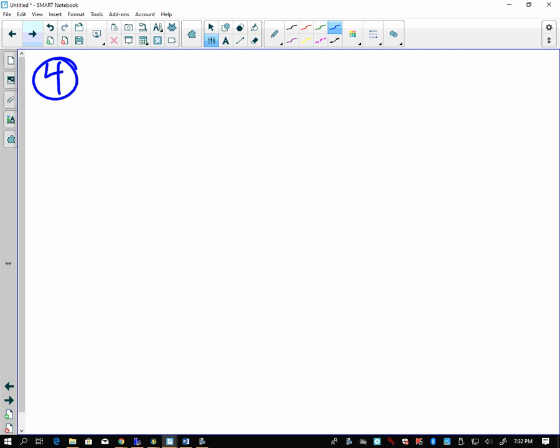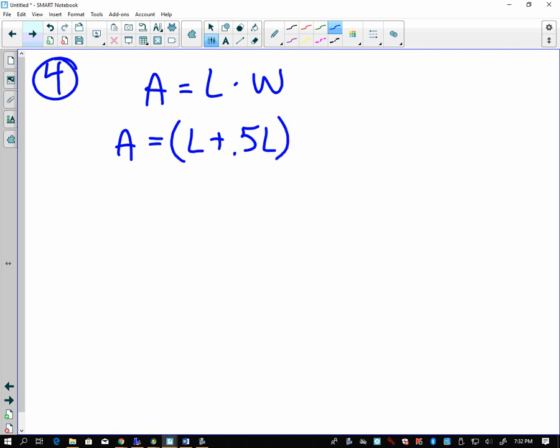Number 4, if a rectangle's length is increased by 50% and its width is decreased by 70%, what is the percent change in area? Okay? So area equals length times width, right? Let's say our length is increased by 50%, we get something like that. And let's say our width is decreased by 70% of our width. We get something like that.